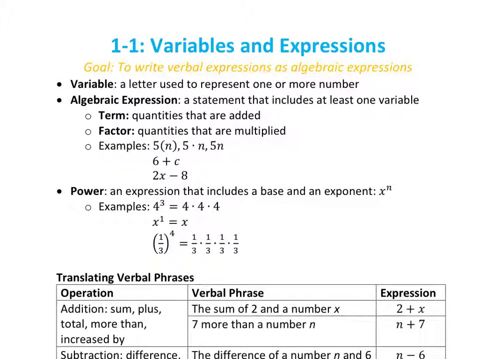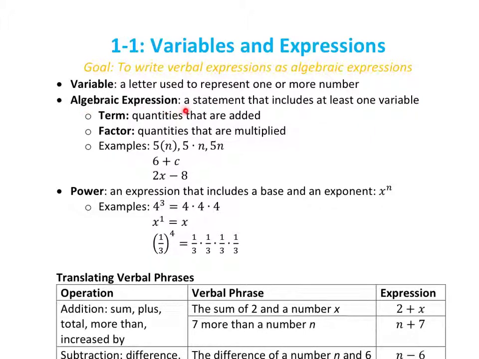So we'll start with a variable. A variable is just a letter that's used to represent one or more numbers, okay? It doesn't necessarily even have to be a letter. It could really be any symbol. Usually you'll see letters. So N, C, X, X down here. All of those would be examples of variables. And as you get to higher levels of math, you'll be introduced to using a lot of letters with the Greek alphabet and even other symbols to represent variables, okay?